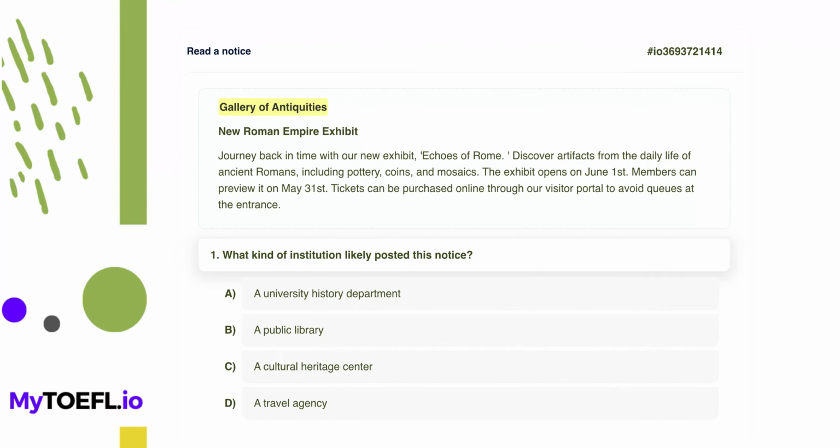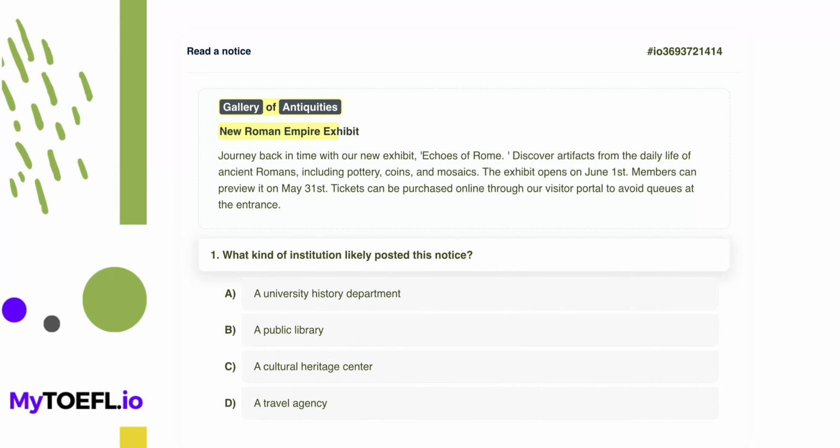Gallery of Antiquities. Let's start with the title of the notice. The title gives us the name of the place. The word gallery usually refers to a room or building where art or historical objects are shown to the public. Next, we have the word antiquities. This word refers to objects from ancient times, specifically from very old history like ancient Greece or Rome. So right away we know this notice is from a place that displays ancient historical objects.